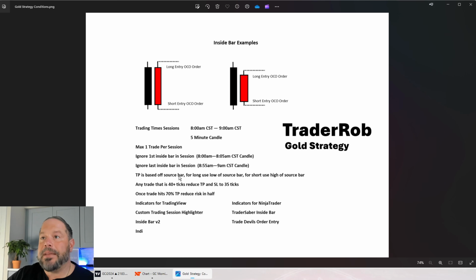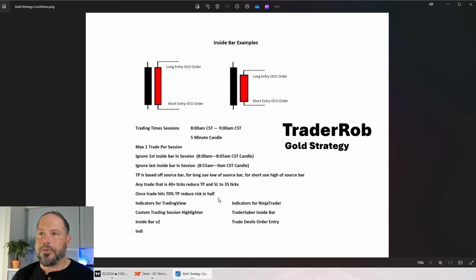My take profit is based off of the source bar. The source bar is the previous candle to the inside bar. So if this was a trade right here, this is our inside bar, which would be the red candle. I would base my take profit and my stop loss from this source candle. If I get entered into the long, my stop loss is going to be placed at the bottom of the source candle. If I'm going short, my stop loss is placed at the top of this source bar. And we'll go into certain scenarios so you guys can see them visually.